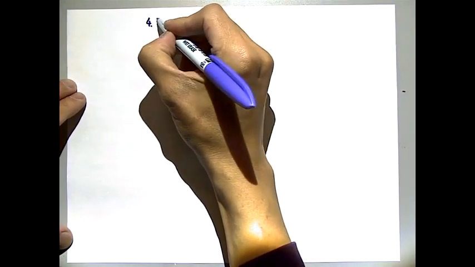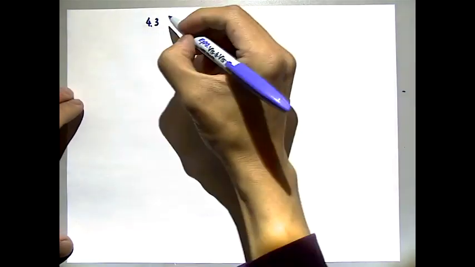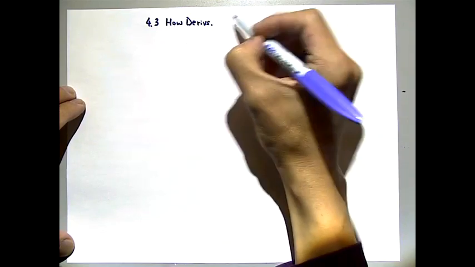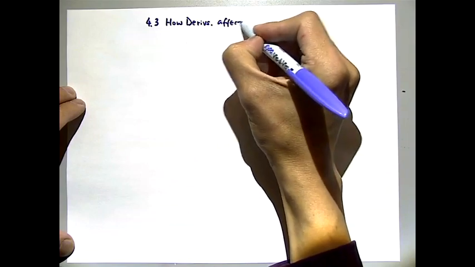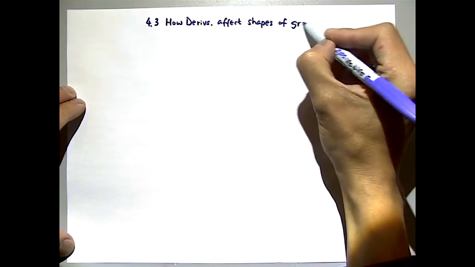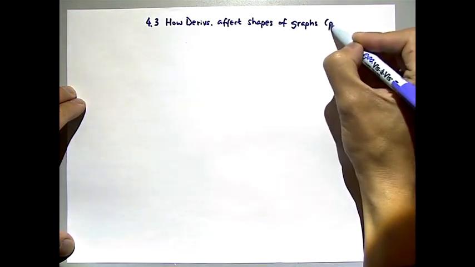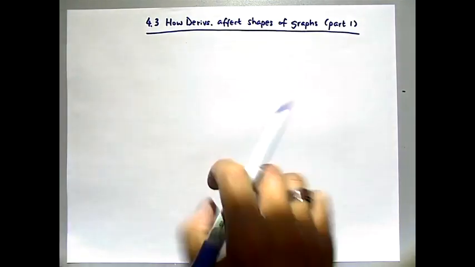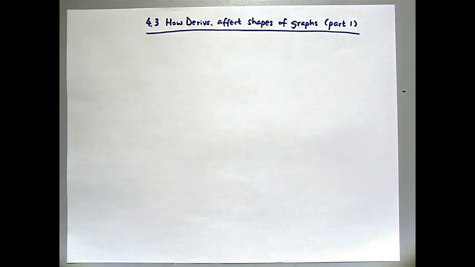All right? Okay, so today we'll look at section 4.3. We're still going to be looking at how derivatives and shapes of the graphs are affected. There's a lot of stuff going on in this section. We'll look at just part of it today, and then we'll continue that section on Monday.